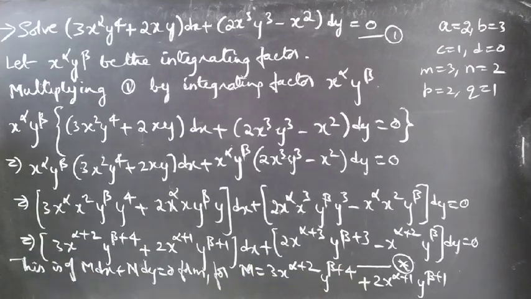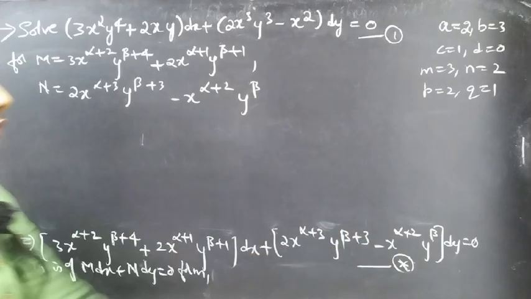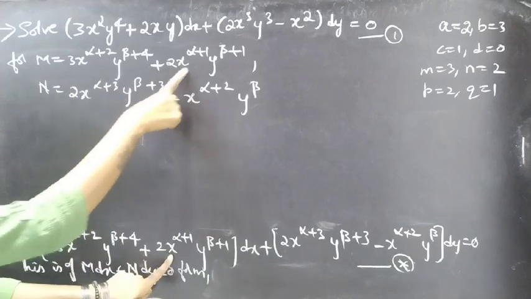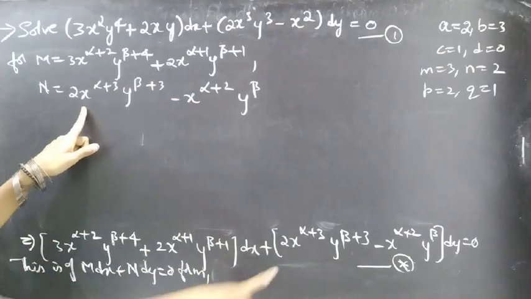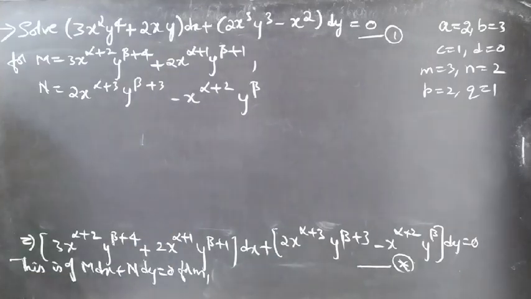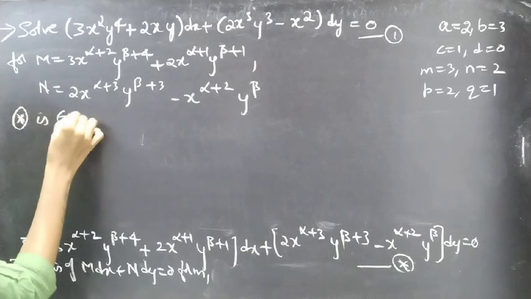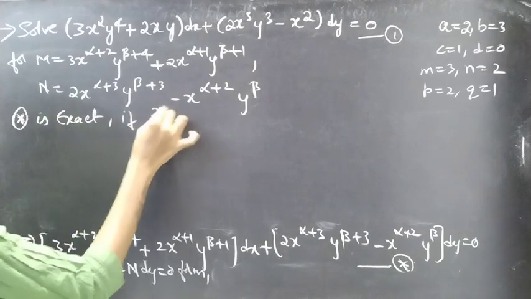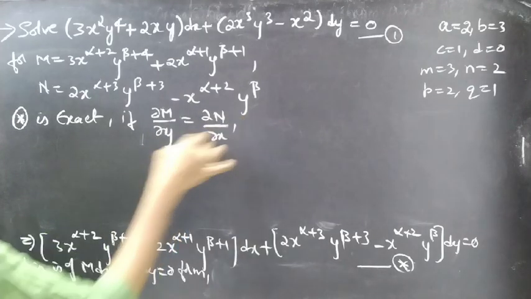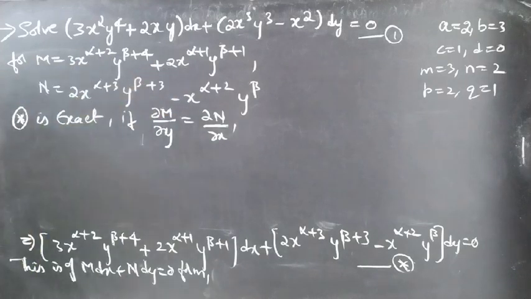Okay, I'll write it again. Right? This is of M dx plus N dy equal to 0 for M equal to 3x power alpha plus 2 y power beta plus 4 plus 2x power alpha plus 1 y power beta plus 1, and for N equal to 2x power alpha plus 3 y power beta plus 3 minus x power alpha plus 2 y power beta. Equation asterisk is exact if partial derivative of M with respect to y equal to partial derivative of N with respect to x for M equal to this and for N equal to this one.